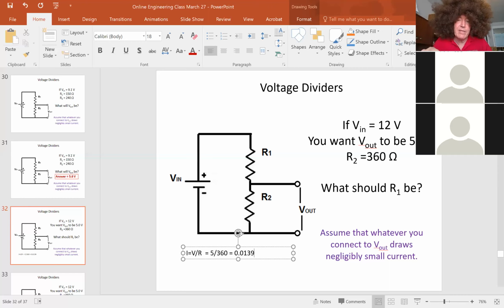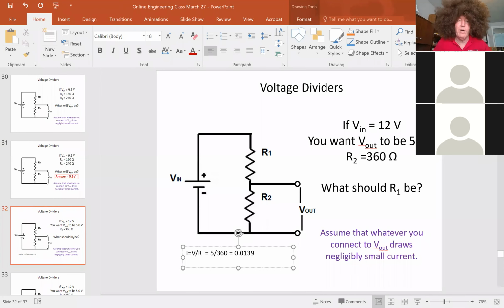Now, that same current is going to flow through R1, provided, you see my note down here, that whatever you connect to V out draws negligible current. That's a really important assumption. But if whatever I hook up to my output doesn't draw enough current to worry about, then the amount of current through R1 is going to be the same. So that's the current that goes through R2, but it's also the current that goes through R1.